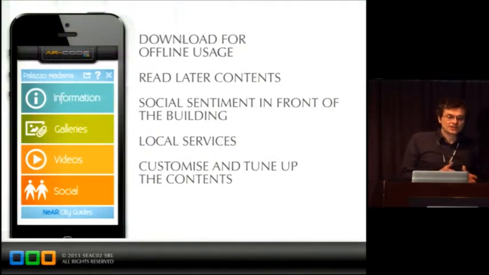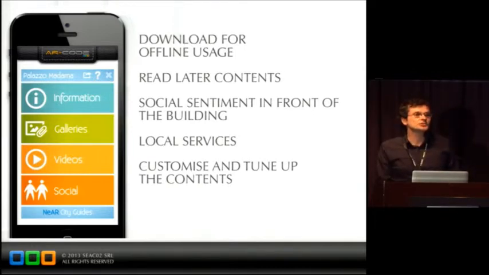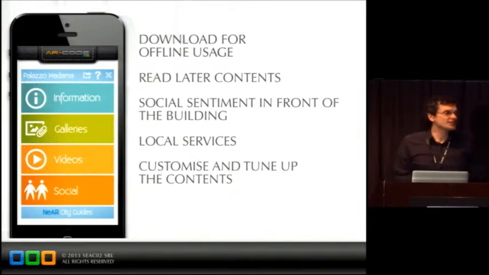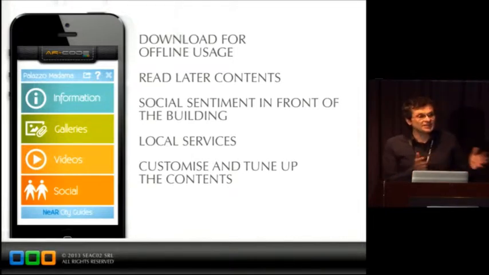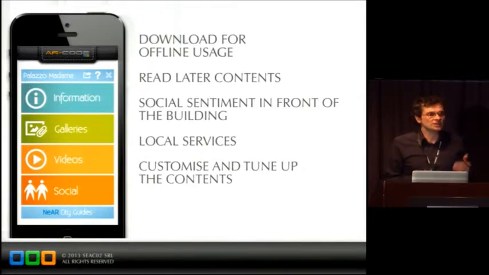What is inside? You're going to have historical information. The user is going to be able to download the guide when he's under Wi-Fi coverage, so he can use it offline when he's in front of the building. After the short information in front of the building, when he goes back to the hotel, he has a feature like read later contents. So we're going to provide deeper information to read later when he's comfortable, when he has time to spend in a comfortable way. So you're going to have longer videos, longer papers, longer information.